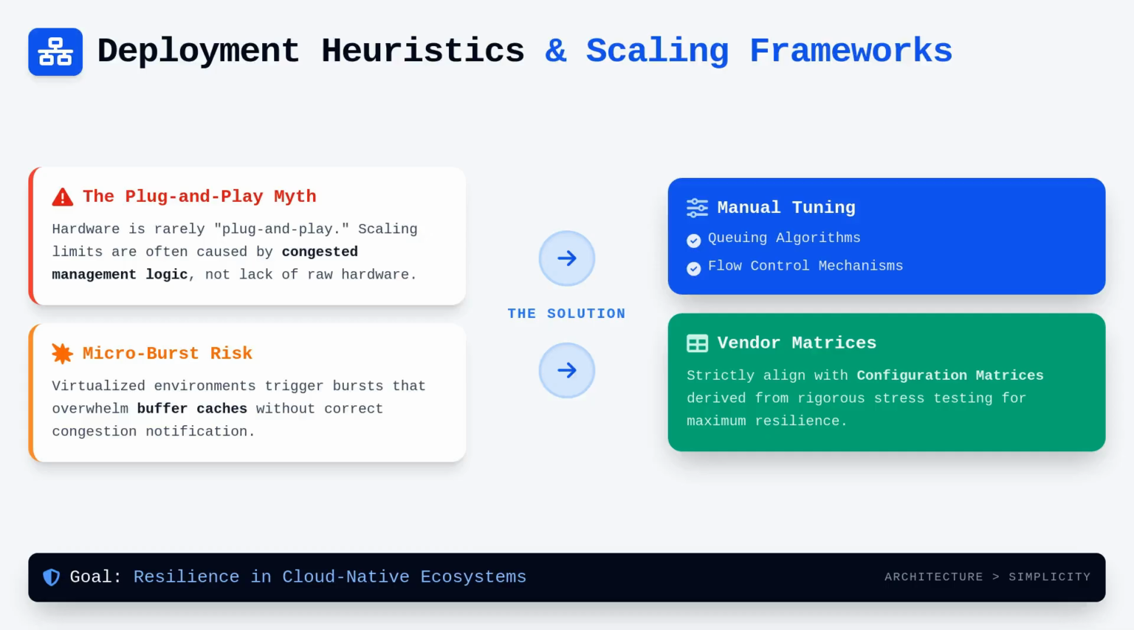You must memorize and apply the configuration matrices provided by your hardware vendors, as these documents are the result of rigorous stress testing. Aligning your infrastructure with these tested best practices ensures that your fabric remains resilient even when facing the unpredictable loads of a modern cloud-native ecosystem.